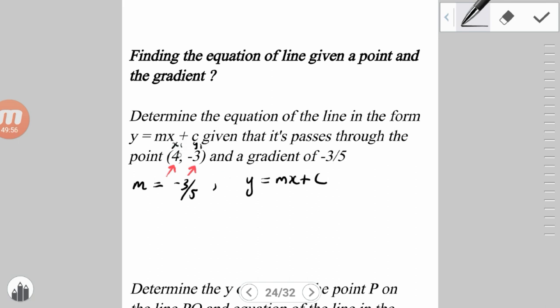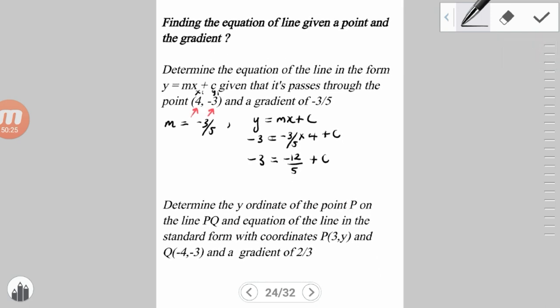So y is minus 3. M works out to be negative 3/5 times x is 4 plus c. Let's working out for us, guys. So that's minus 3 is equal to, nothing here to cancel, so this is minus 12 over 5 plus c.